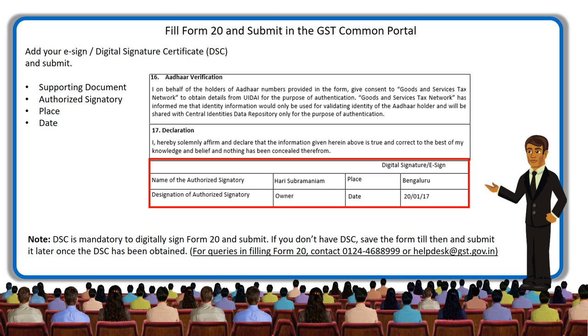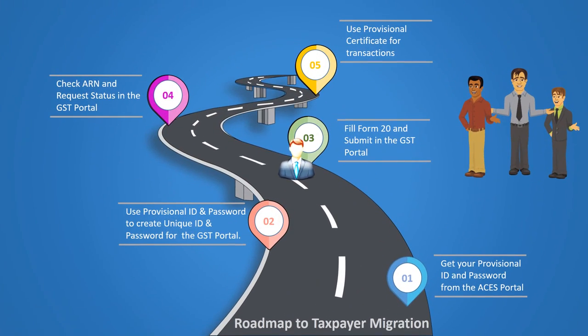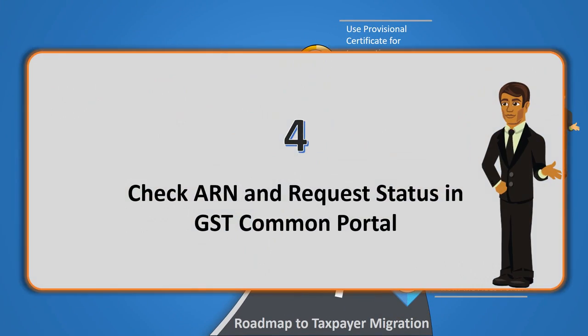For queries in filing Form 20, contact 0124 4688 999 or helpdesk@gst.gov.in. Check the application reference number and request status in the GST portal.